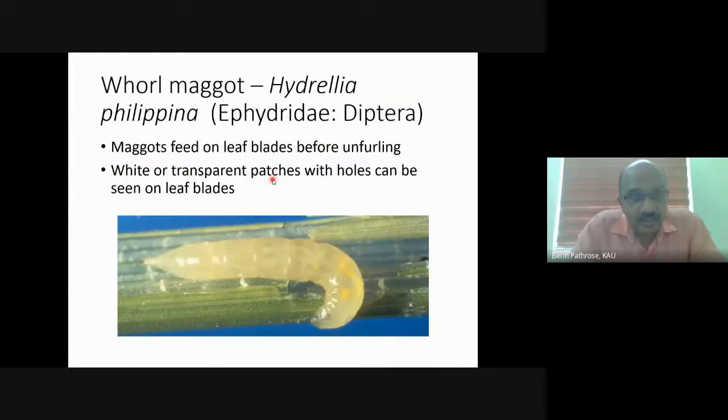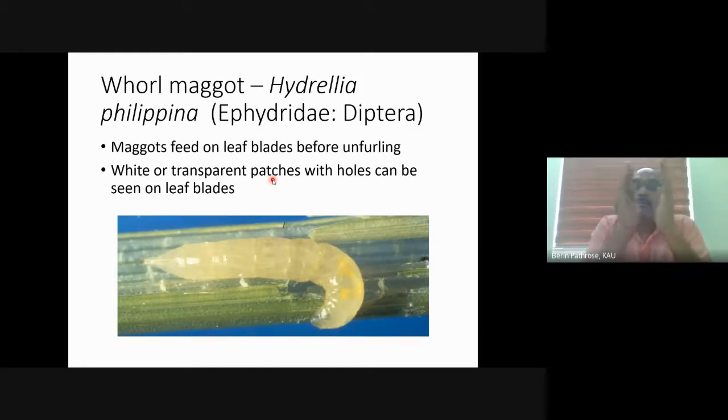Then there is another pest called whorl maggot, Hydrellia philippina, belonging to order Diptera, family Ephydridae. We don't usually find insects belonging to the family Ephydridae damaging the crop. So we have whorl maggot Hydrellia philippina belonging to the family Ephydridae damaging the crop. So this maggot is the damaging stage.